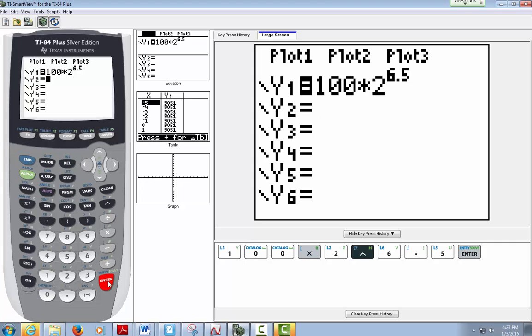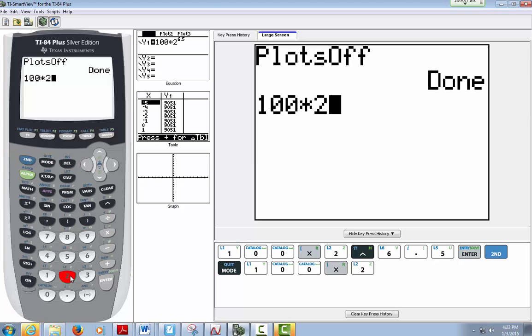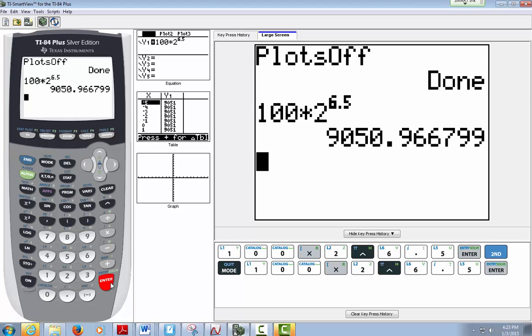What did I do? I just put the graph in there. We didn't need to do it that way. I'm having a messed up day. I just wanted to go second function quick and go 100 times 2 to the power 6.5. Did I get the right answer? 90,051 rabbits. Same answer as the book.